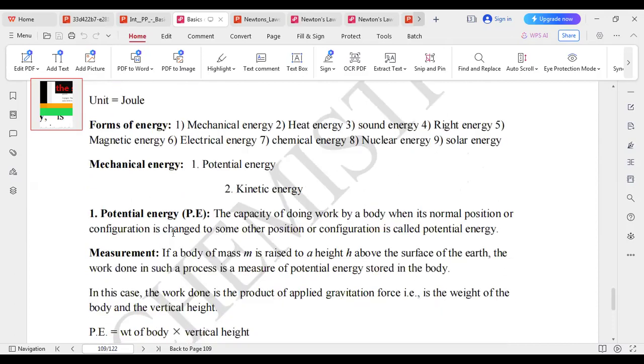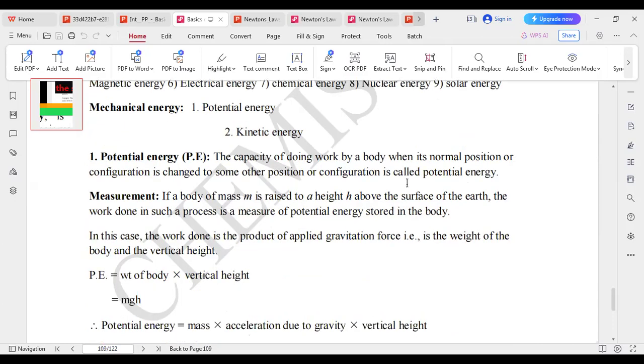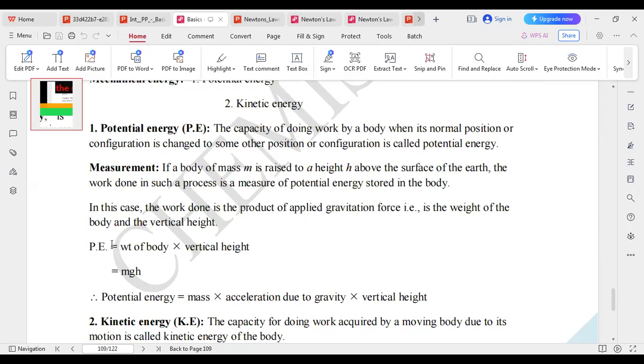As for the forms of energy, there are nine forms: mechanical energy, heat energy, sound energy, light energy, magnetic energy, electric energy, chemical energy, nuclear energy, solar energy. Mechanical energy is of two types: potential energy and kinetic energy. This is the definition of potential energy. Potential energy equals mgh, where m is mass, g is acceleration due to gravity, and h is the vertical height.